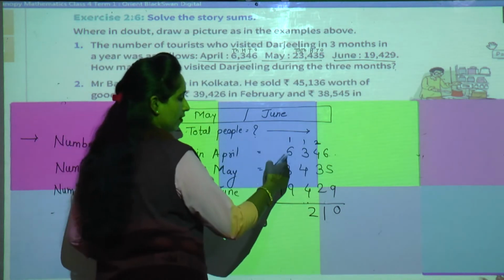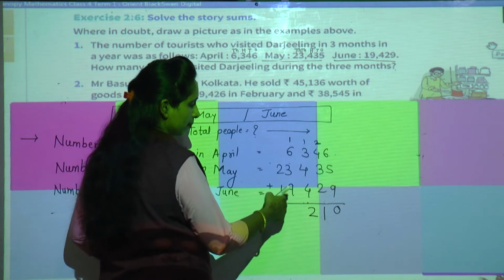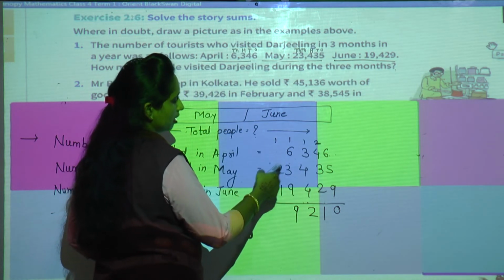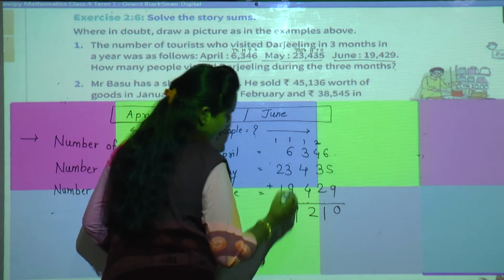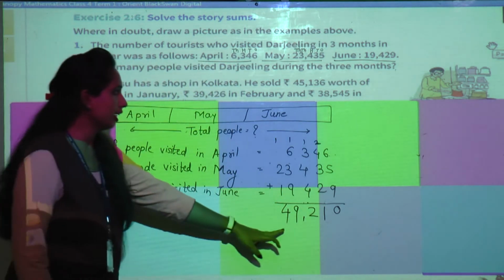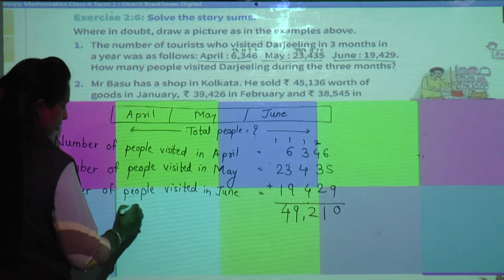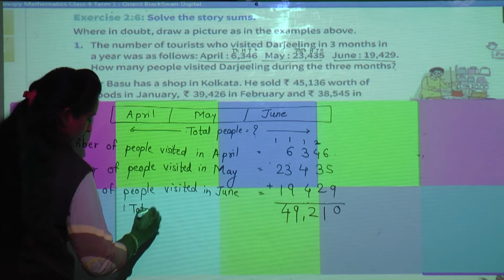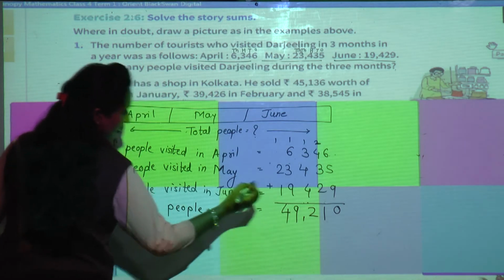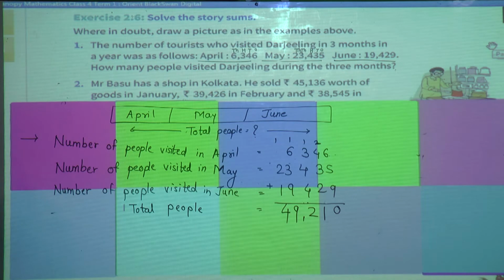1 plus 6 is 7. 7 plus 3 is 10. 10 plus 9 is 19. 1 carry. 1 plus 2 is 3. 3 plus 1 is 4. So what is the answer? What is it? Total people. Okay. This is the total number of people. So how can we write the answer in a sentence?